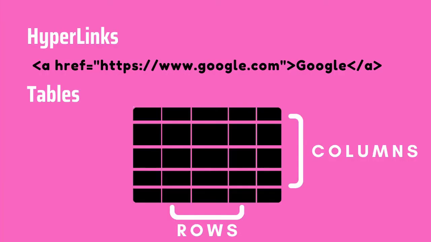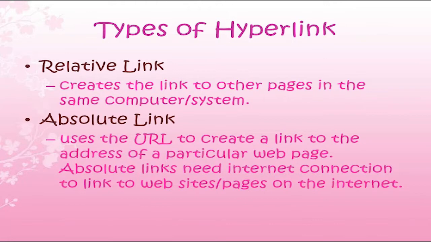We are going to discuss hyperlinks and tables. We have already discussed links, but now let us go deeper into that. We have two types of hyperlinks, the relative and the absolute. Now let us watch that again in action.